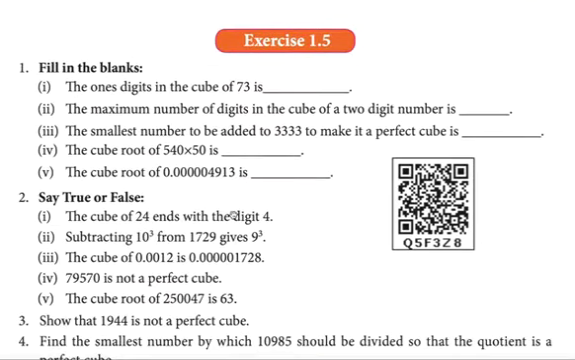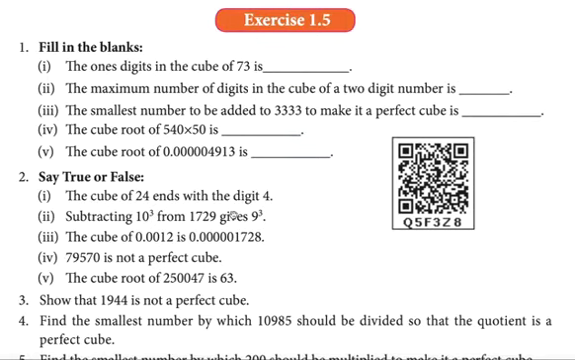Okay, fill in the blanks. The ones digit of the cube of 73 is: 3 threes are 9, 9 threes are 27. So 7. Write it here. The maximum number of digits in the cube of a 2-digit number is, that is already given above.